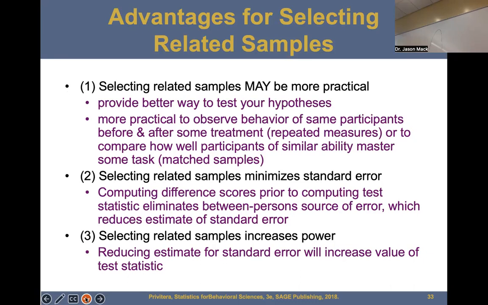It might be a more practical, better way to test your hypotheses. It's more practical to observe the behavior of the same participants before and after some treatment, which are your repeated measures, or to compare how well participants of similar ability master some task. So we might use matched samples. Computing differences in scores prior to computing the test statistic eliminates between-persons sources of error and reduces the estimate of the standard error. Also, selecting related samples increases power. Reducing the estimate of the standard error will increase the value of the test statistic. So we get a little bit more accurate when we have related samples.